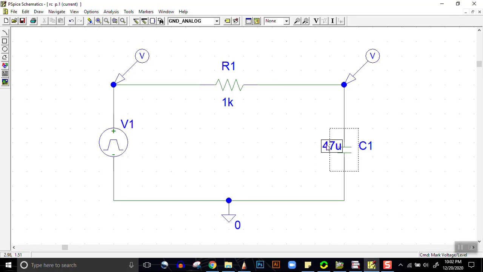It would be more visible if we go to 0.01 micro. Go to 0.01 micro and simulate it.